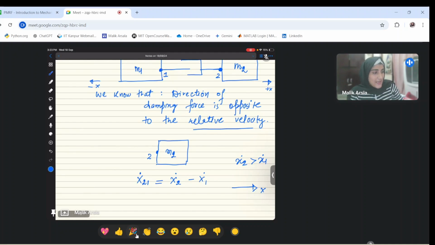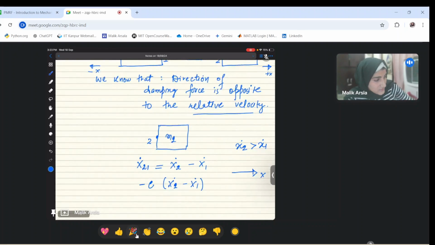Now we know that damping force will be opposite to this, so it will be minus c times (x2 dot minus x1 dot). This minus is determining nothing but the direction. It tells me that on this mass, which has a velocity of x1 dot to the positive x, there will be a damping force of magnitude c (x2 dot minus x1 dot) in the negative direction. Again, this negative sign determines the direction, to the left. So this is for mass m2.